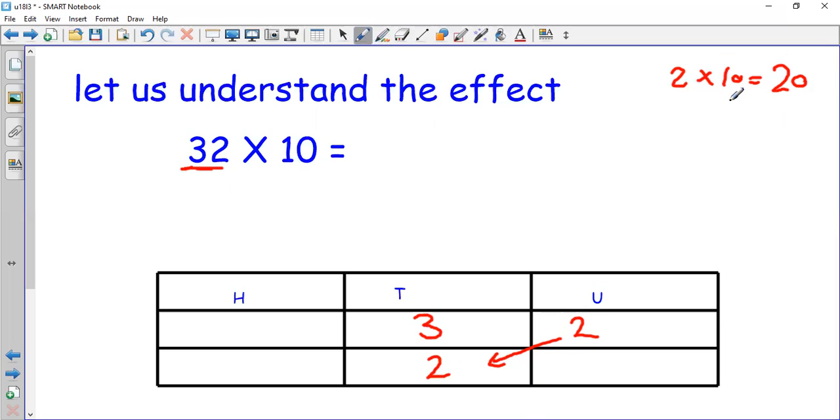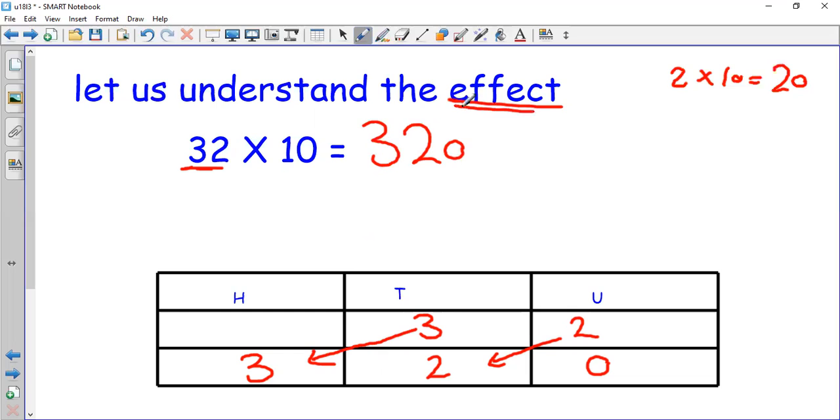So when I multiply by 10, each digit will move one place to the left because it will be 10 times greater. The same way will be with the 3 in tens. It should move one place to the left. It will move from tens to hundreds. Now I have an empty place, and I know that when I have an empty place, I have to fill it with 0. So 32 multiplied by 10 became 320.